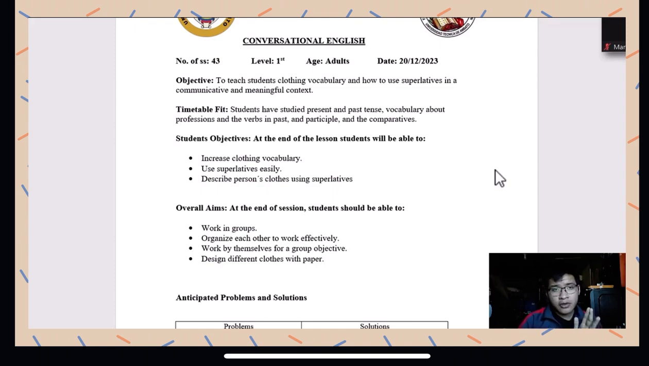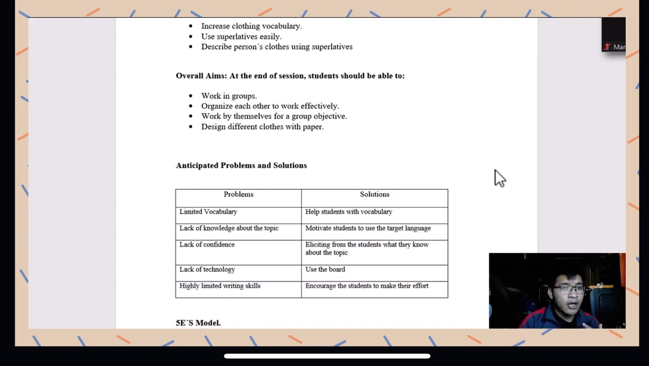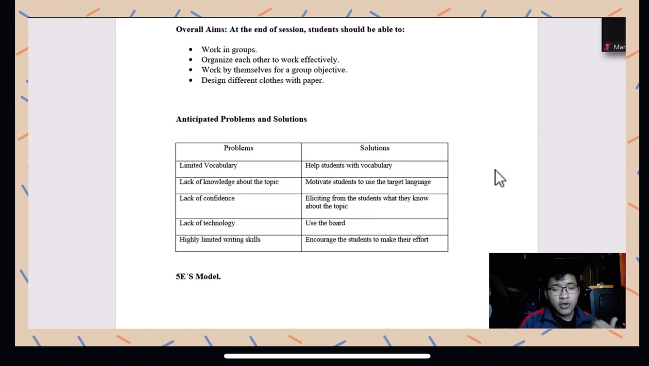Continuing with the general things that we have for our demo class, we have the anticipated problems and solutions. What are the challenges that we probably face at the moment of applying our demo class? The first problem is limited vocabulary, and the solution is to help our students with vocabulary lists related to the topics we are talking about. In this case, it would be a list of words related to clothes and some adjectives that they can use to describe those pieces of clothing.